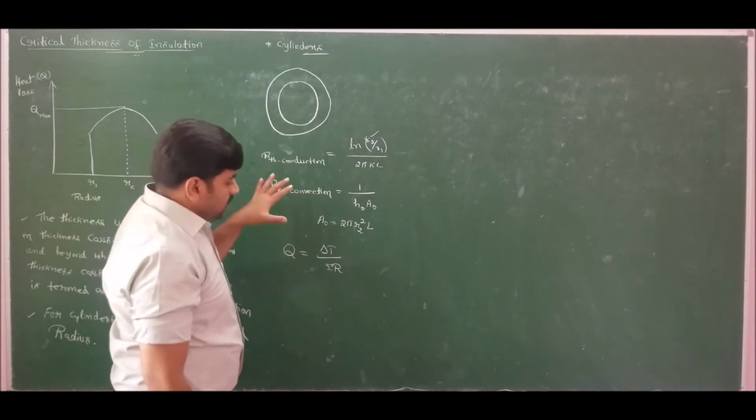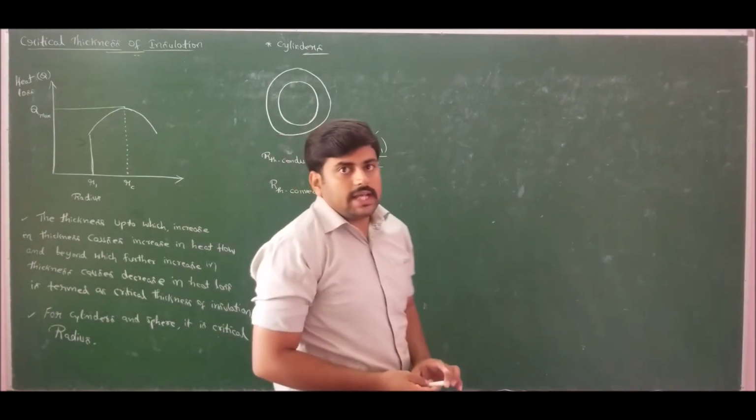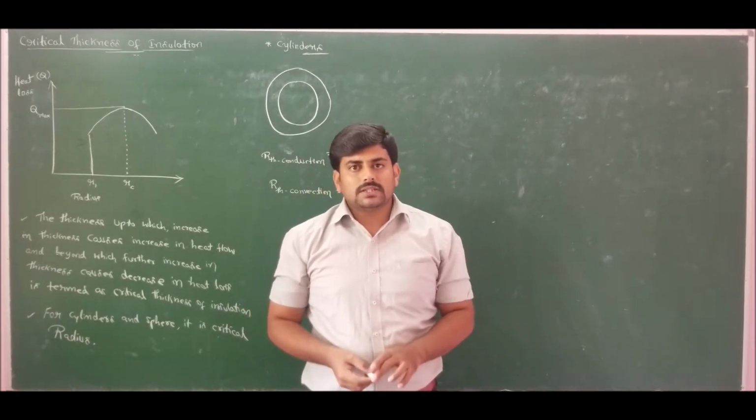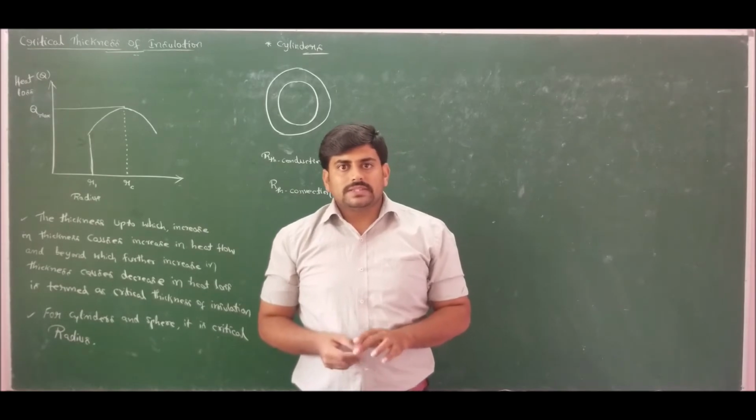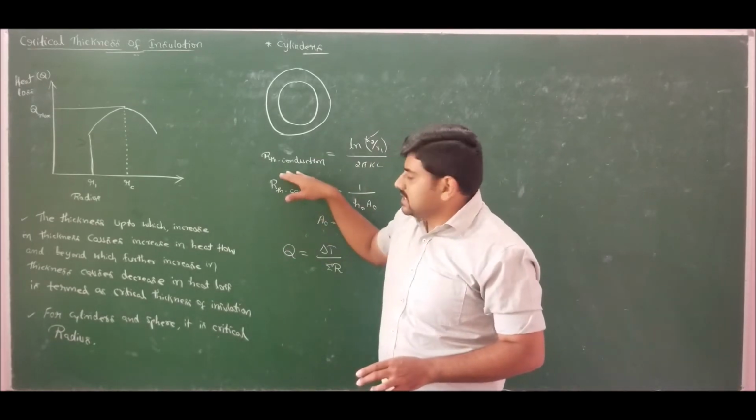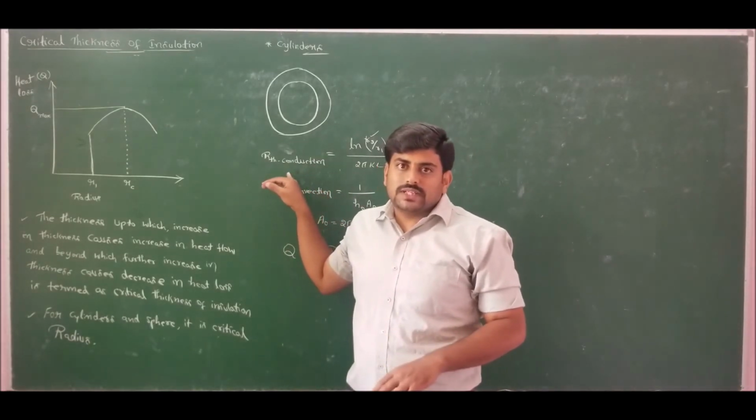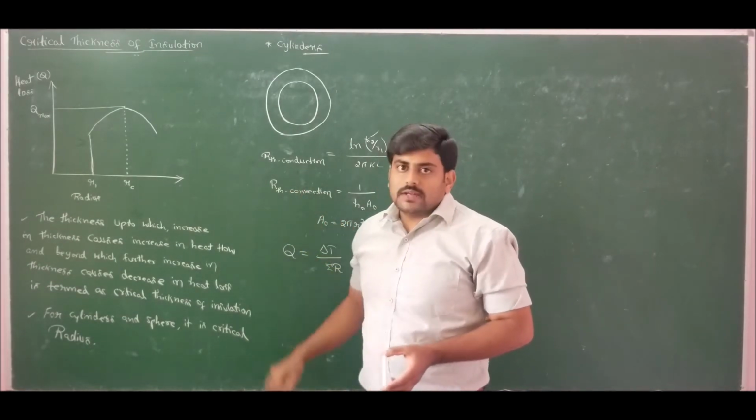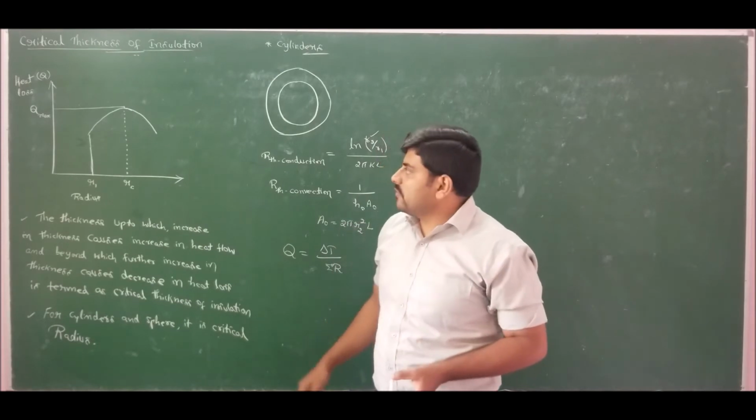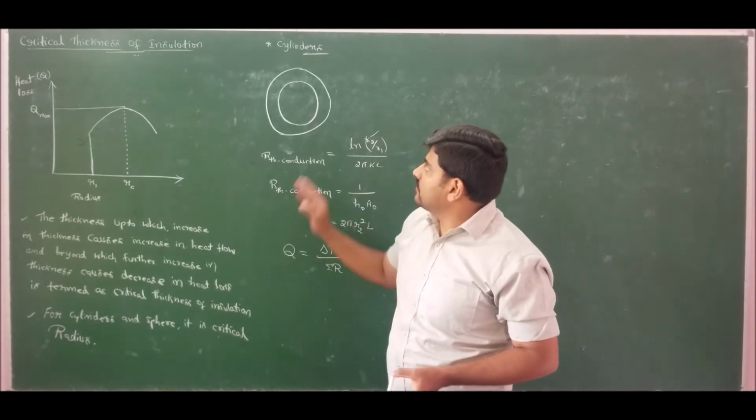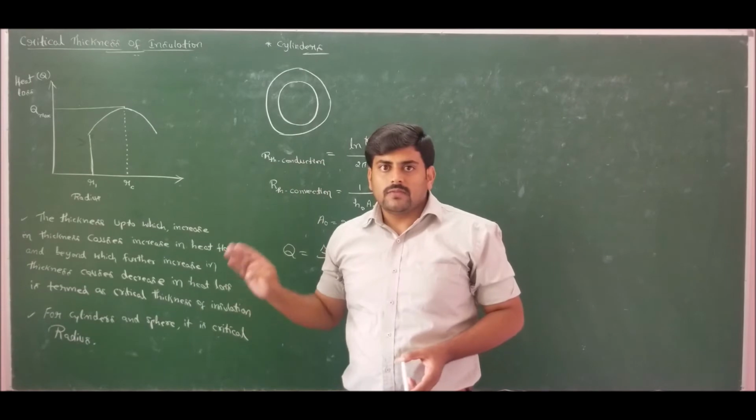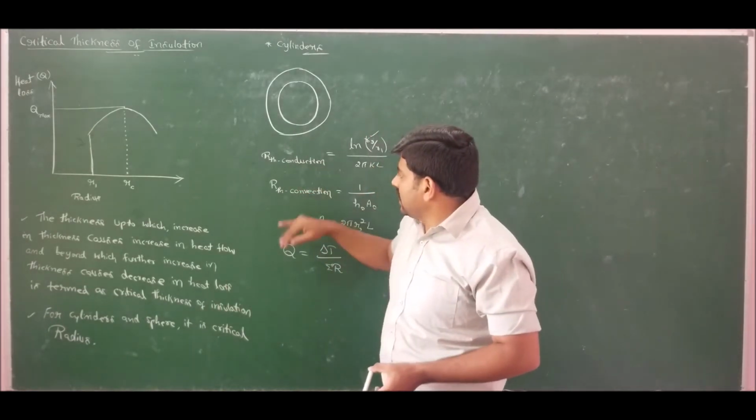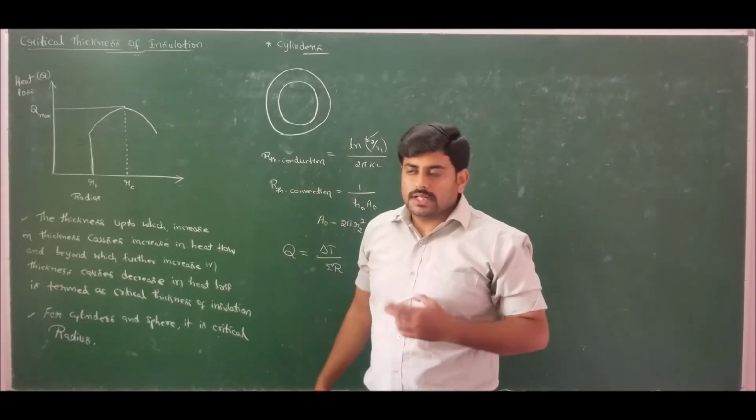Now, if you solve for the critical radius of insulation for a cylinder and sphere, you will observe that it depends on the thermal conductivity, which is the main function for conductive resistance, and the convective heat transfer coefficient, which is very important for thermal resistance due to convection. Let us derive the expression for the critical radius of insulation for a cylinder and also for a sphere. Once you derive it, you will observe that it depends only on thermal conductivity and the convective heat transfer coefficient. Let us derive it.